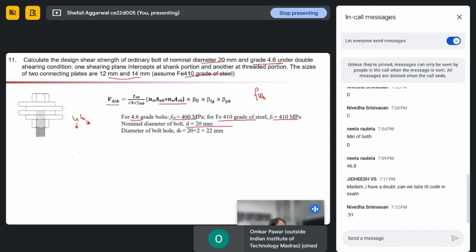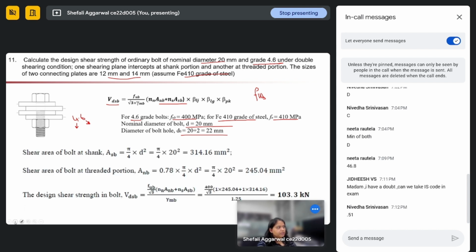Now d is given as 20, d naught is 22 mm. Next we have to calculate these different terms. So fub is there, and gamma mb we already know. In this case, it will be 1.25. Next is the shank area. Shank area is directly pi by 4 into d square. And for the threaded area, it is 0.7 of shank area. So these two areas we have calculated.